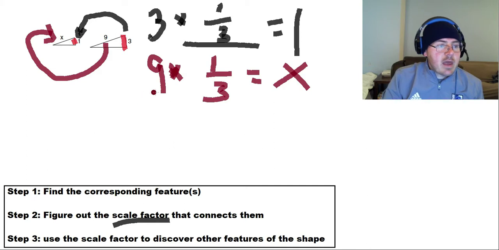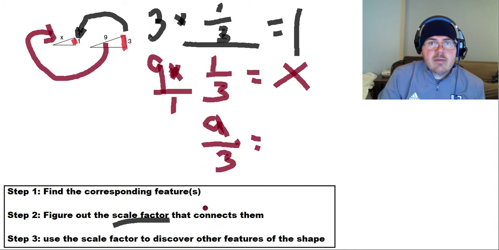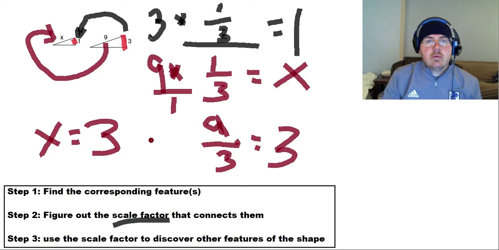So that'd be 9 over 1 times 1 over 3. So you get 9 over 3. That's a division problem. Well, 9 divided by 3 is 3. Therefore, x equals 3.